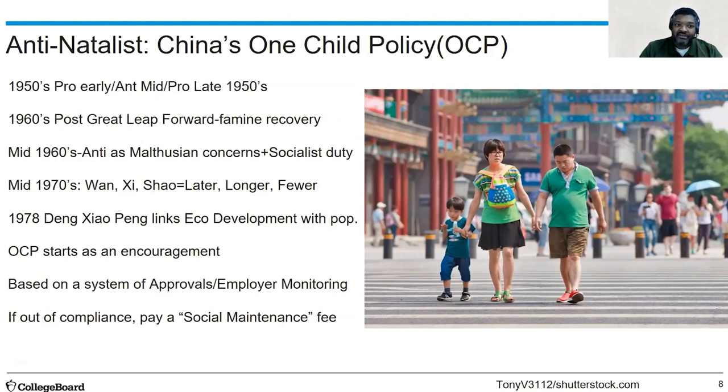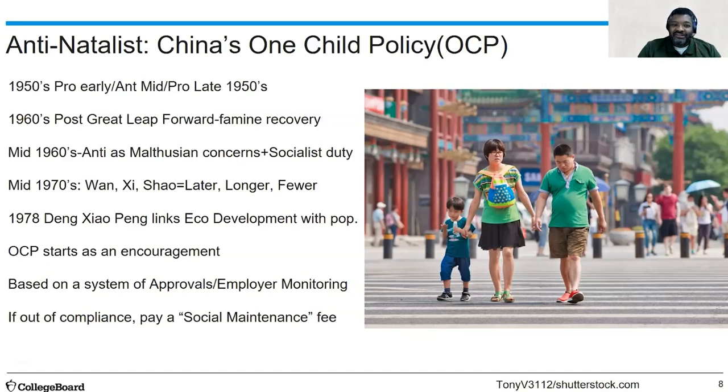They were pro-natalist. In the mid 1950s, they became antinatalist as their urban population rapidly swelled. In the late 1950s, they flipped again and became pro-natalists. In the 1960s, China became an anti-natalist country as Malthusian concerns and the concept of it being your socialist duty to have fewer and fewer children. By the mid 1970s, the concept of Wan Xi Shao, or later, longer, fewer, became the order of the day. In 1978, President Deng Xiaoping linked economic development with keeping the population at a certain level.